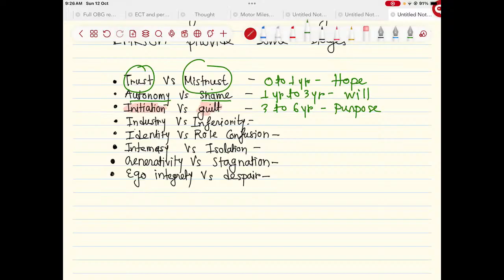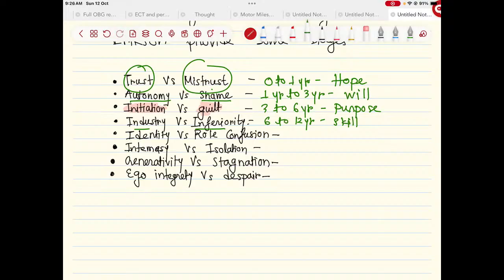Industry versus inferiority. What do you mean by industry? Industry means they industrialize, where you get skill. So in the age of 6 to 12 years, what is the main thought of industry versus inferiority? Skill. They learn about skill.